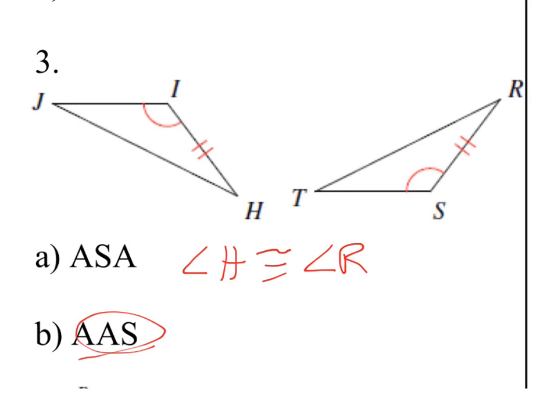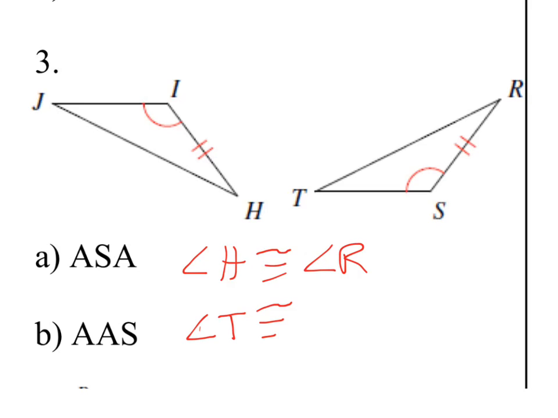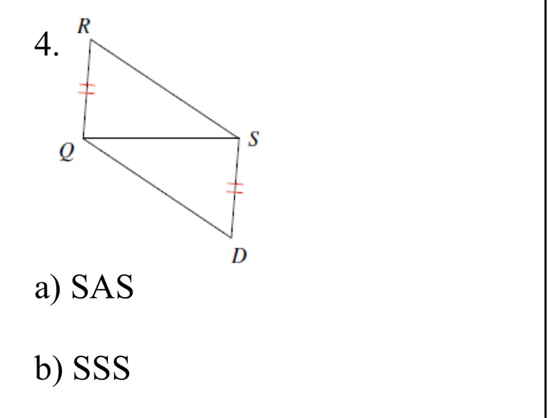And on the next one, we want angle angle side. Here's an angle, here's a side. We need the previous angle. So those are the angles T and J that need to be congruent. Angle T congruent to angle J. And that brings us to the next one.